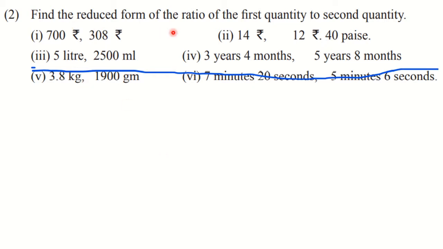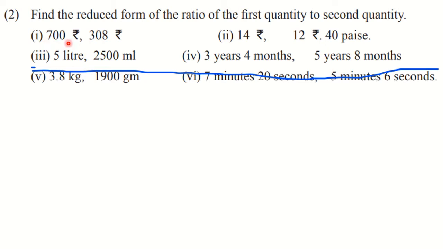Find the reduced form of the ratio of first quantity to second quantity. Now you will observe that here the examples are not simply the numbers. In front of numbers you can see unit also. Everywhere you can see some unit is given. So here we have to use that property that both the quantities should be in the same unit, and only then can we find out the ratio.